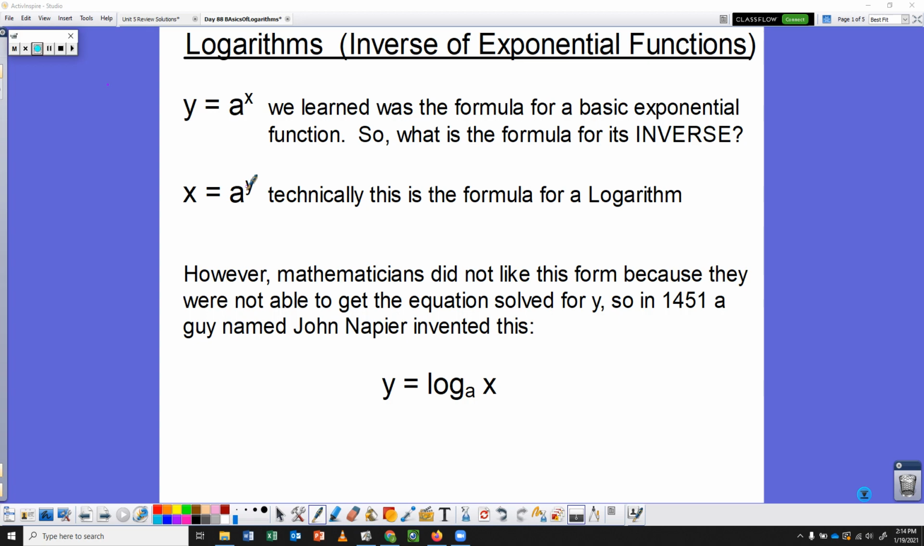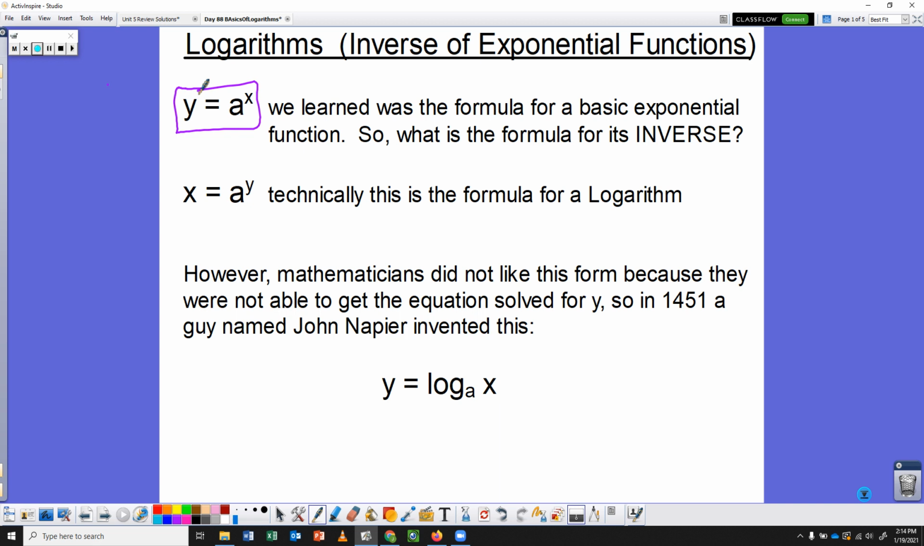So previously, we learned that the formula y equals a to the x is an exponential function. So you've got a base raised to the x power, and that's equal to y. And by the way, exponential functions do pass both the vertical and horizontal line tests, so they are one-to-one functions, so you can take their inverse.